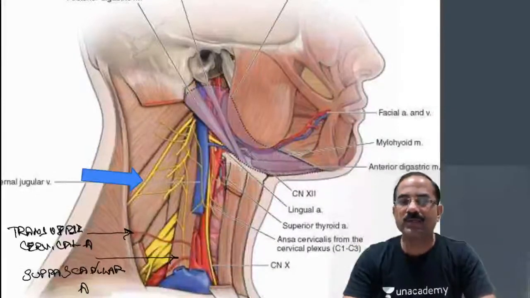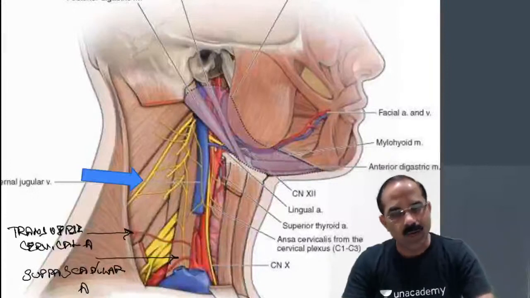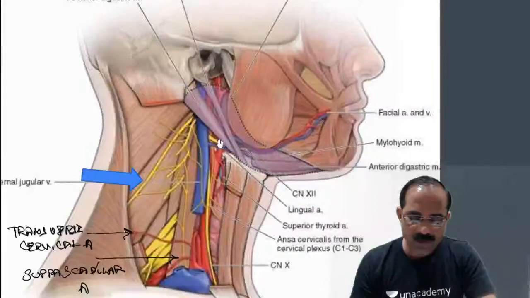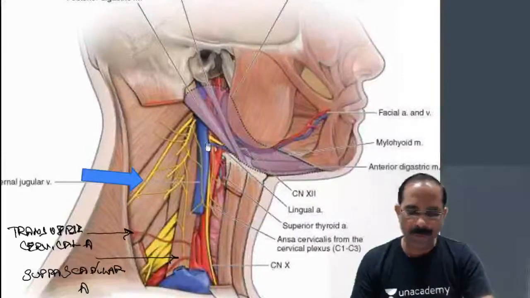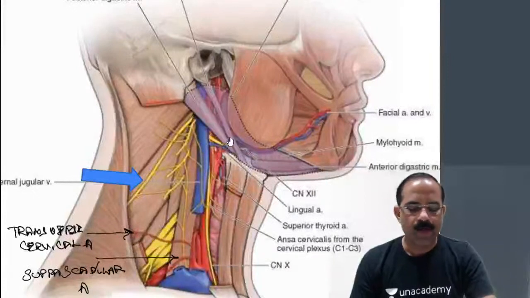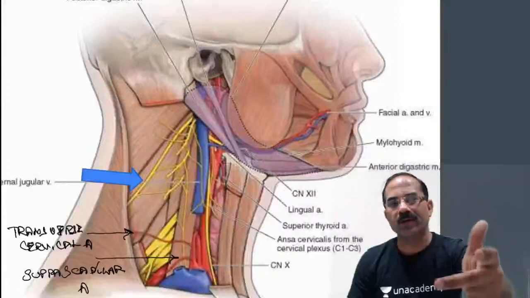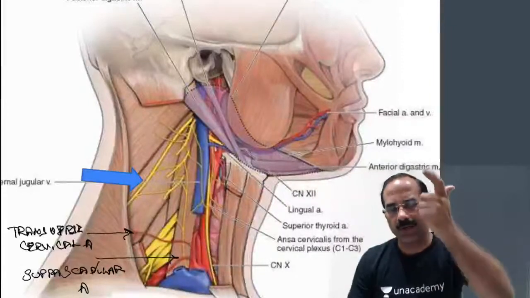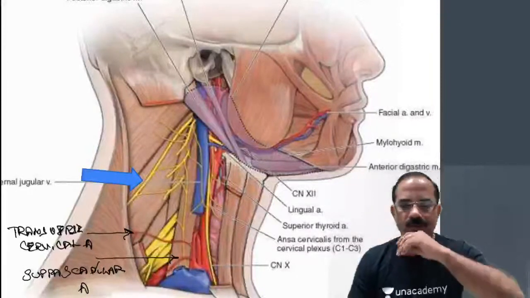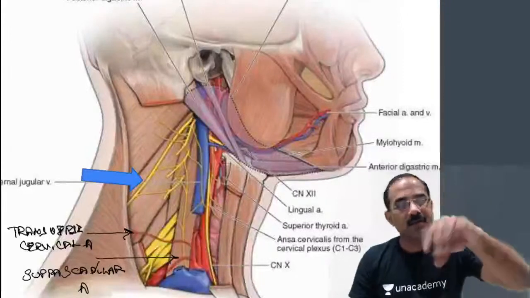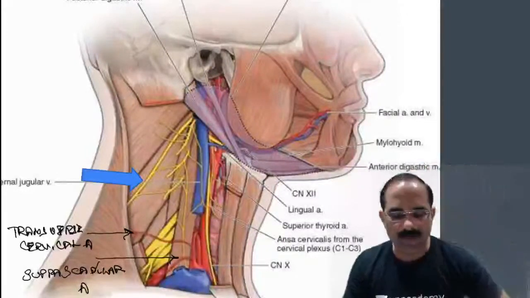And this thyrohyoid is supplied by whom? C1. Thyrohyoid is supplied by C1. Okay. Can anyone tell me what is this nerve? What nerve is this? Any guesses? Thyrohyoid. Okay. Which are all the strap muscles? Sternohyoid, sternothyroid, omohyoid, and thyrohyoid. Out of all these, the thyrohyoid is not supplied by ansa. The thyrohyoid is supplied by C1.